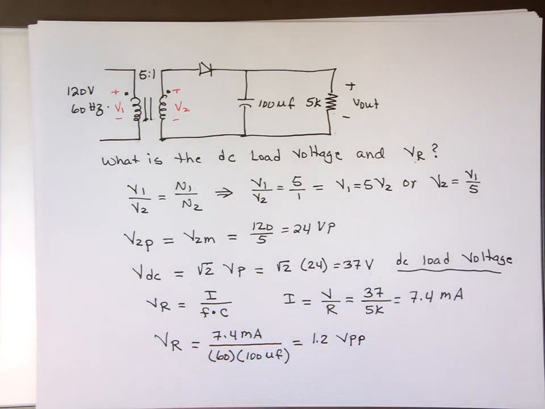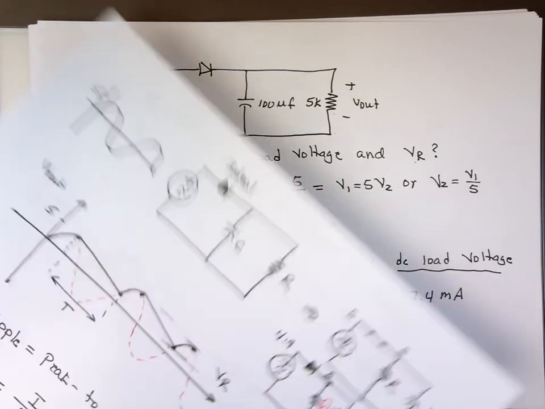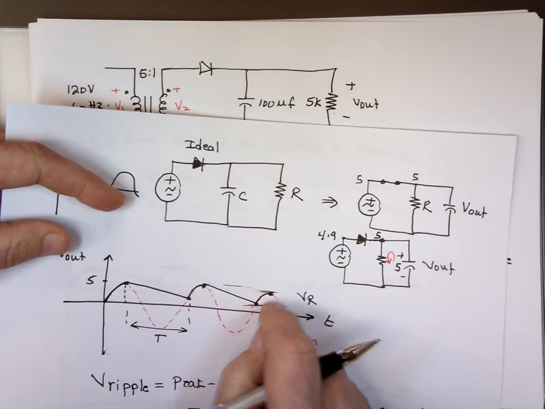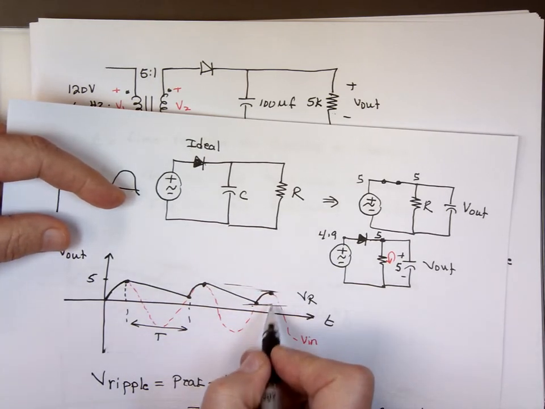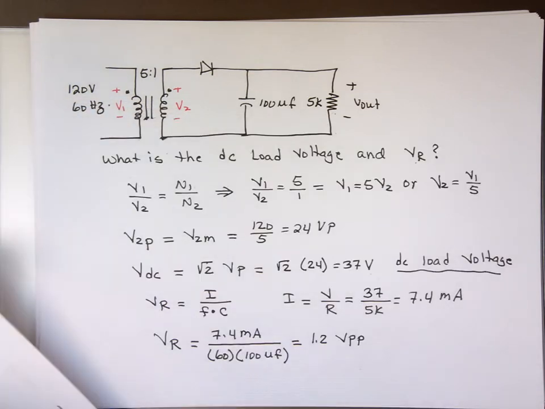So the ripple voltage, that's a half wave rectifier. Where's that picture of it? The gap from here to there, it's 1.2 volts between this end and that end. There's a big change there.